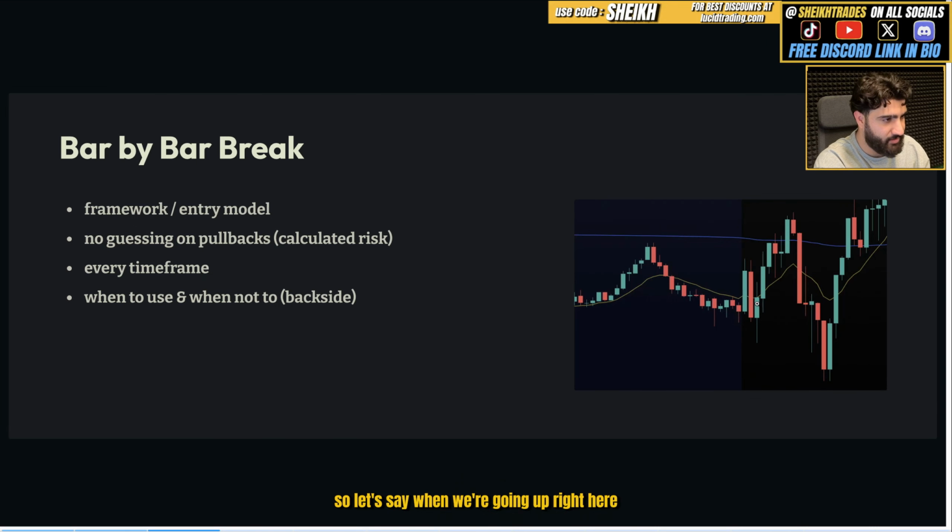So let's say when we're going up right here, up, up, up. The only valid short that it gave was that bar break. The same with it going up. You see, we never break the lows of the candle, so we never have a valid setup to go short on. And that's just, in theory, the basis of it. Let me pull up a chart about the bar.